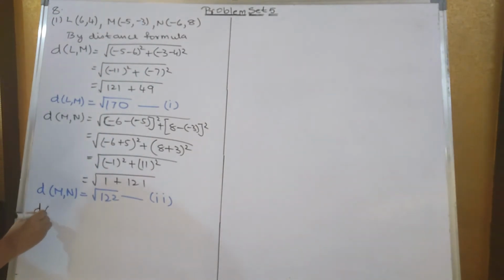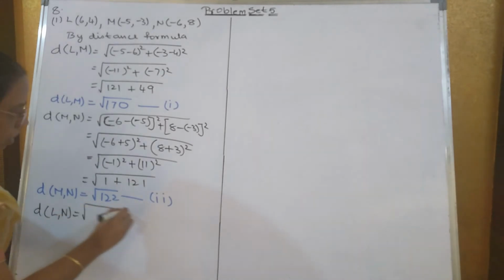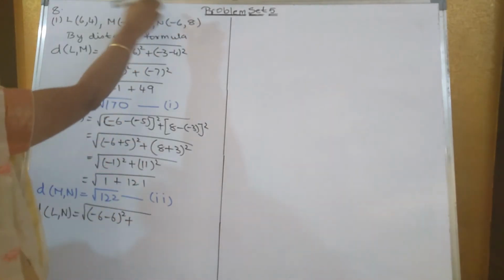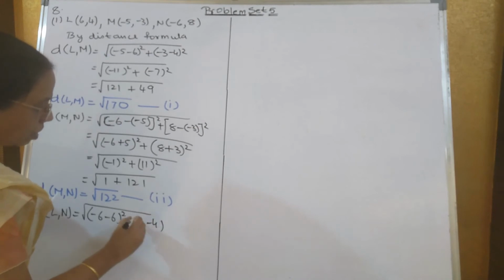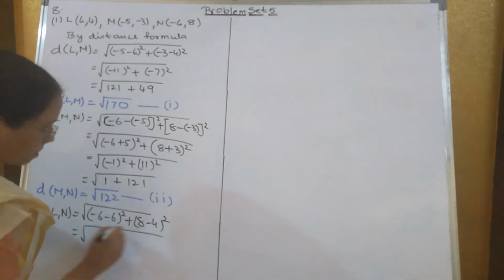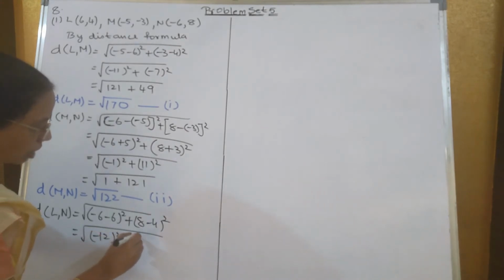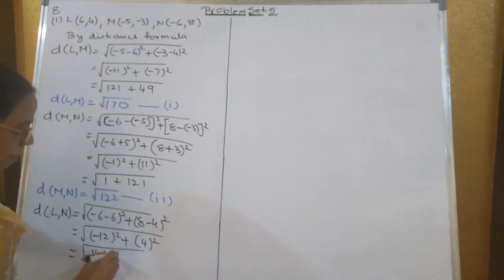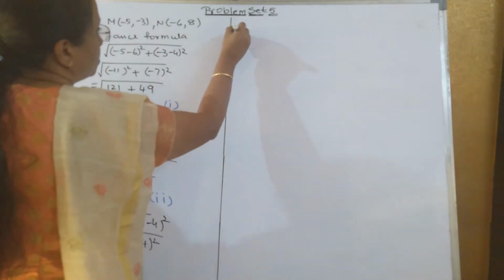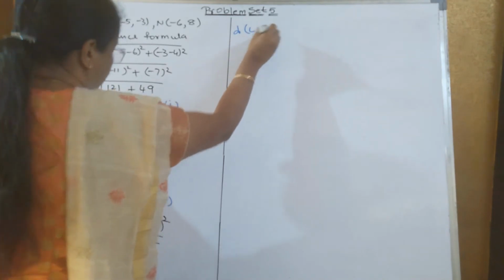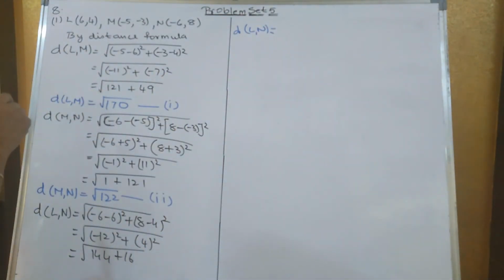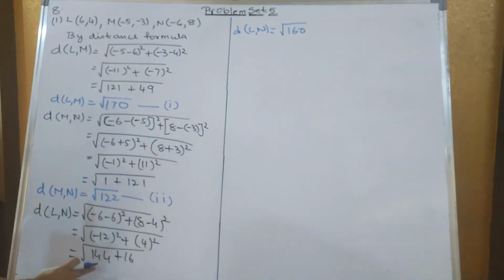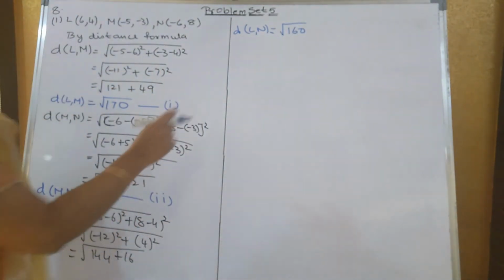Now we'll find out distance LN. Distance LN is equal to what? (-6 - 6) the whole square plus (8 - 4) the whole square. So that's equal to how much? -6 - 6 will become -12 the whole square. 8 - 4 is what? 4 the whole square. That's equal to 144 plus 16. So distance LN is equal to 144 plus 16 is how much? 160, root 160. So let this be 3.